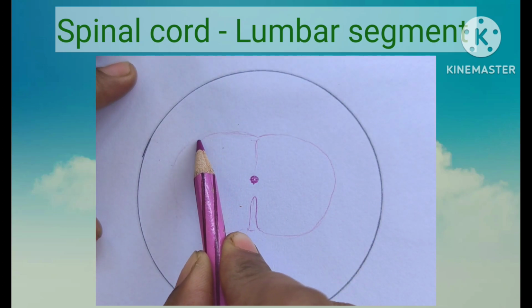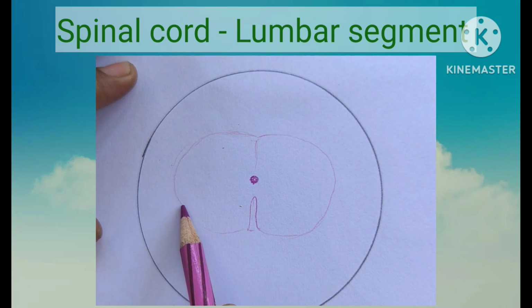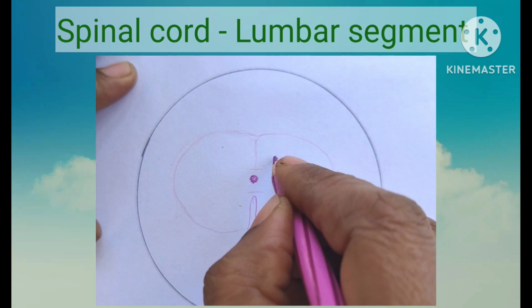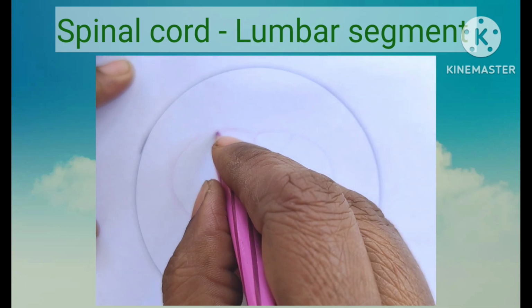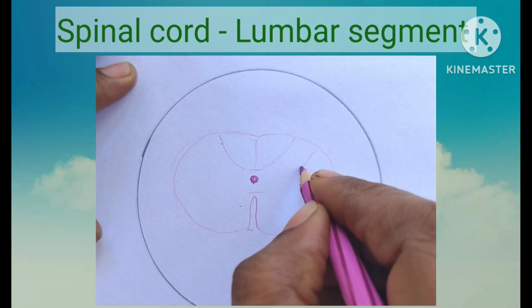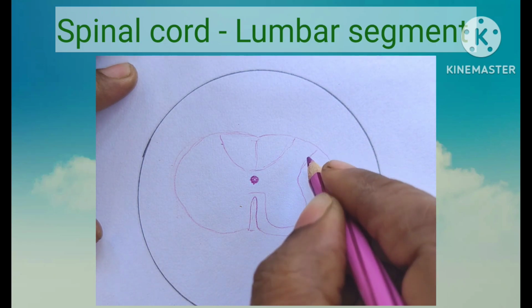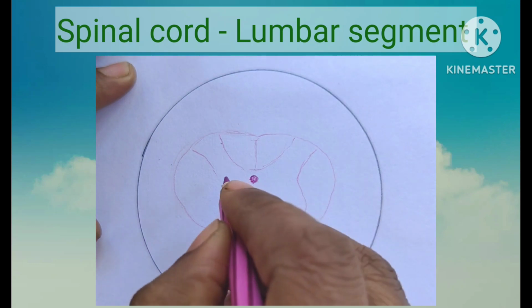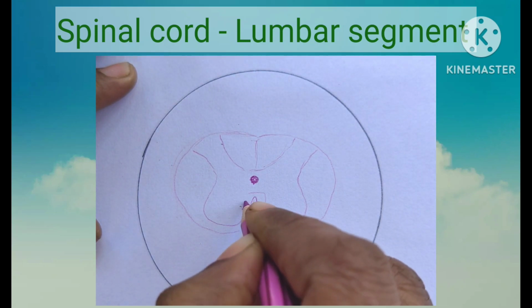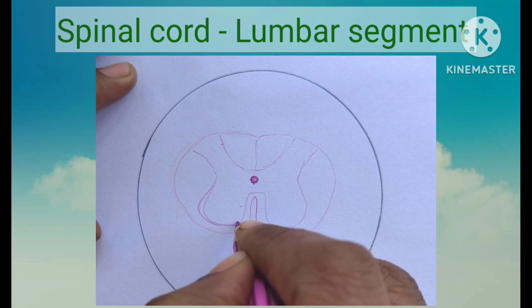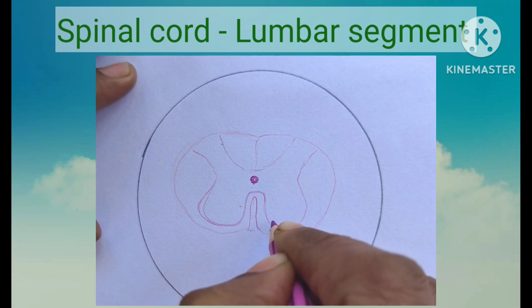The spinal cord is small and circular. Then we have a central gray matter. Both anterior and posterior horns are bulbous, very big, because from the lumbar segment we have the lumbosacral plexus and also the lumbar plexus, which are going to supply the lower limb. So the number of neurons is more in the ventral horn and also in the dorsal horn.